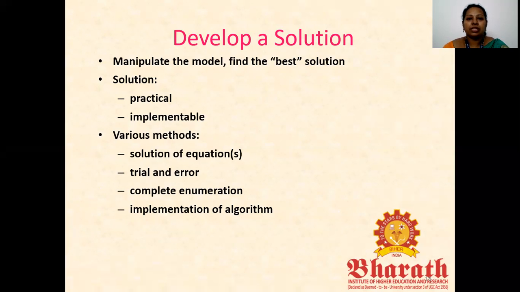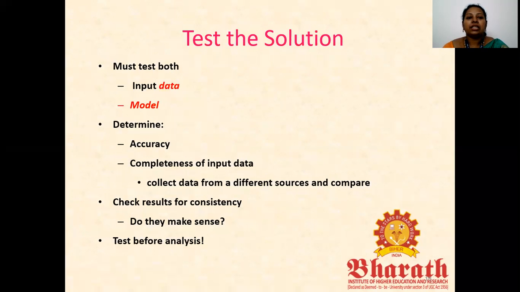There are several methods for defining a solution. That is solving a system of equations, or we can give a solution based on a trial and error method. Then complete enumeration and implementation of an algorithm. We can select any method to get a solution. And after getting a solution, we have to test the solution, whether it is the best solution or we have to modify the solution. Therefore, the test must contain input data and model. Then based on this, we have to determine the accuracy and completeness of input data, and collect data from different sources and compare. Then after that, we have to check the consistency of the data. Then we have to test the solution.